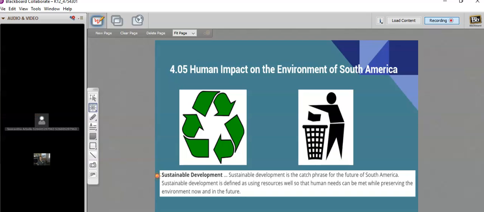Sustainable development is the catchphrase for the future of South America. Sustainable development is defined as using resources well so that human needs can be met while preserving the environment now and in the future.